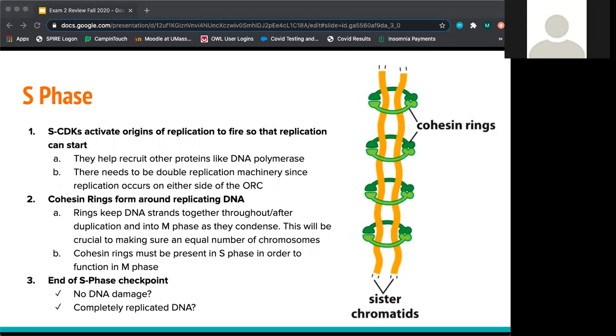So S-CDKs, once they activate the origins of replication to fire so that replication can start, they recruit other proteins like DNA polymerase. And there needs to be double replication machinery since they occur on both sides of the origin of replication.